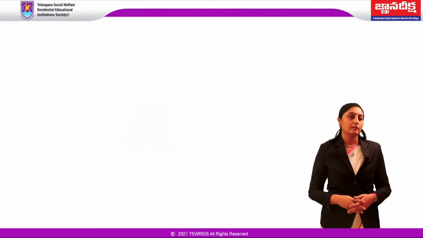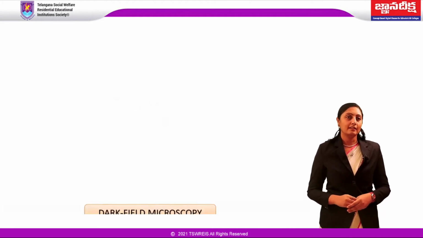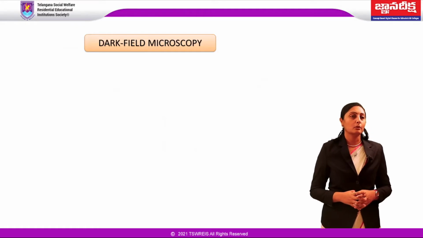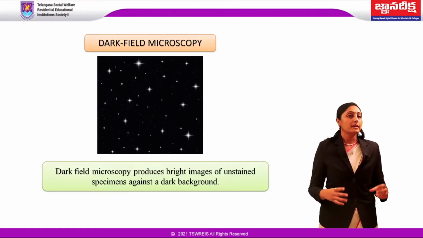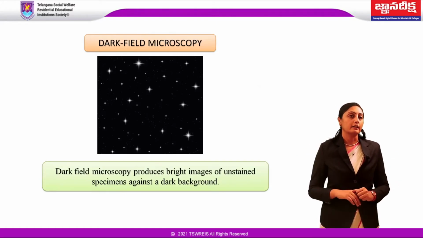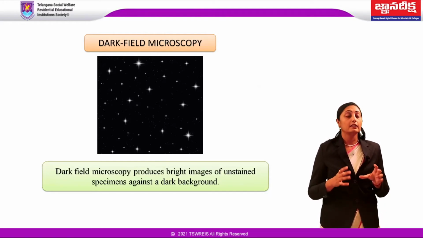I am sure we all will agree that we can see the stars clearly in the night sky. Similarly, our next type is called dark field microscopy, where specimens observed are bright against a dark background. There is no need to stain and the specimen can be observed in its live native state.